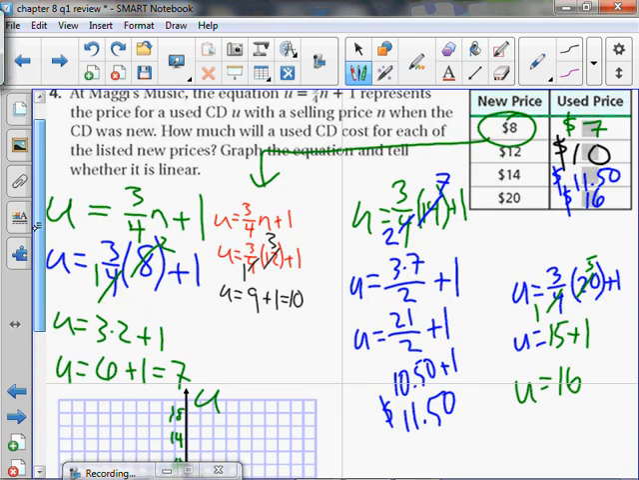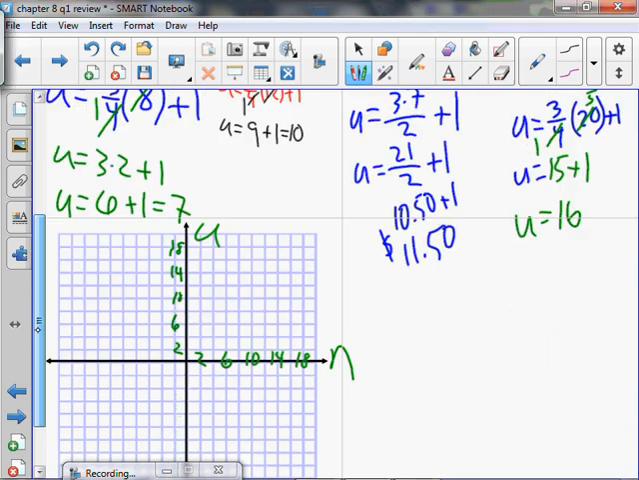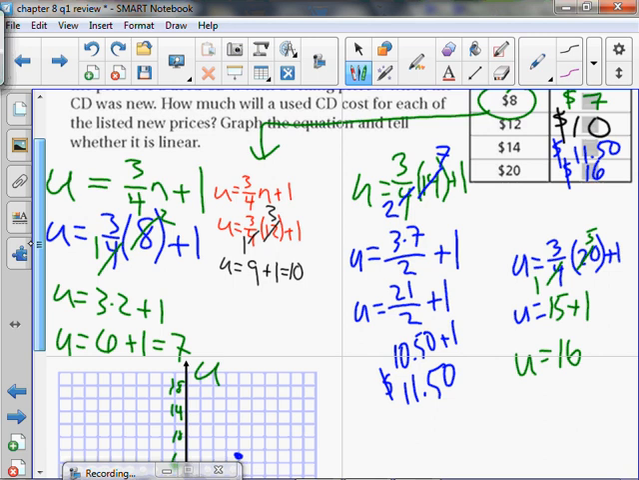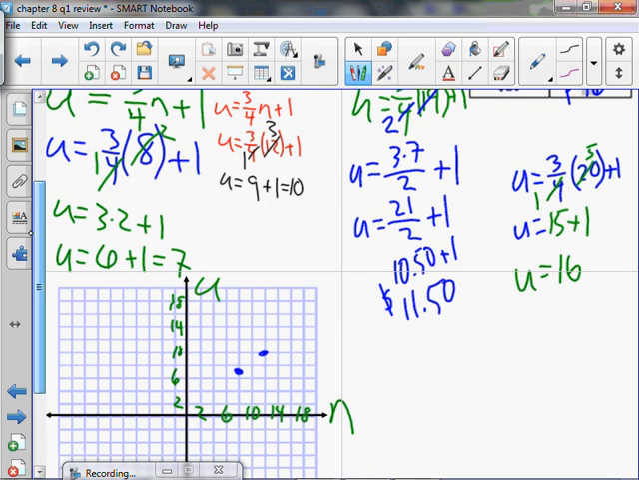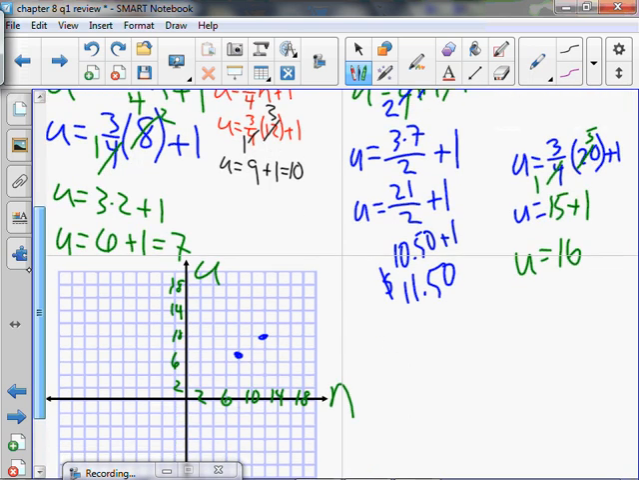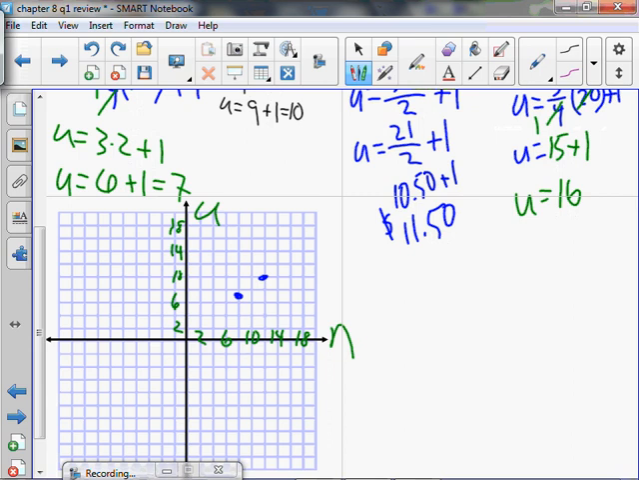My ordered pairs, 8, comma 7. So I go over 8, up 7. That's going to be right here. 12, 10, over 12, up 10. That's going to be right here. The next one is 14, 11.50. So over 14, up 11.50. It's going to be right about here.